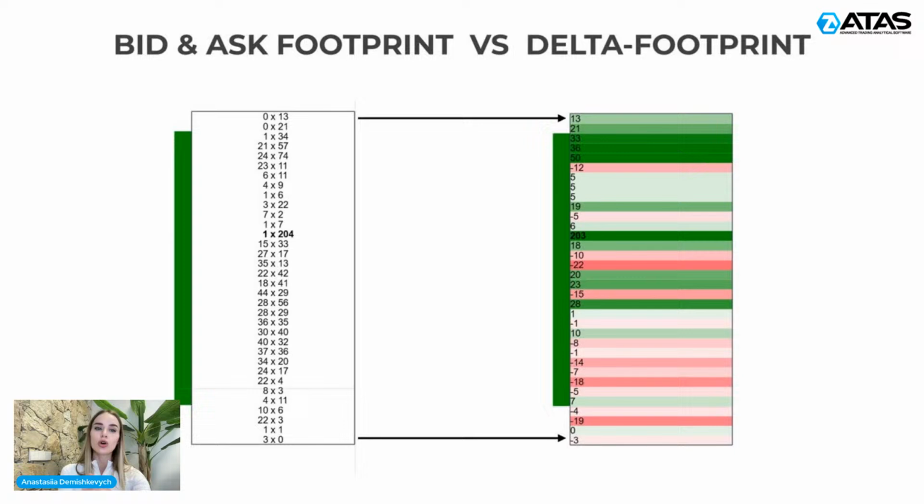Let's move on to the third from the top. We had 1 bid and 34 asks. Delta is ask minus bid. I hope you remember it by now. So we have 34 minus 1, delta is going to equal 33. So on the right side, on the delta footprint, you see the number 33, and the delta becomes even brighter because we have even more asks than bids than in the previous two clusters.